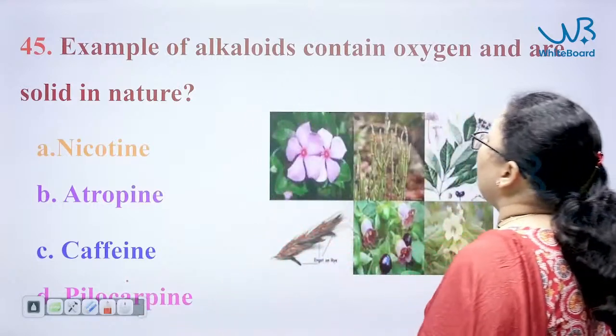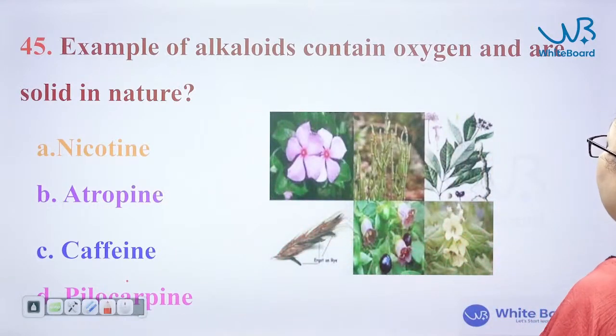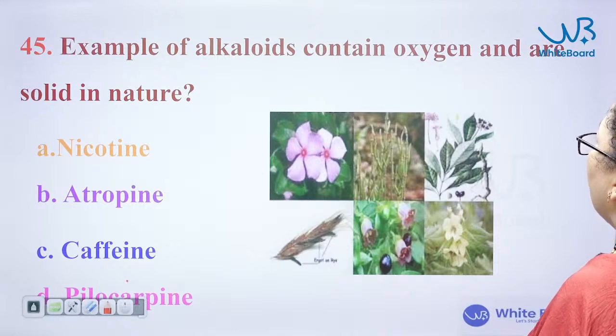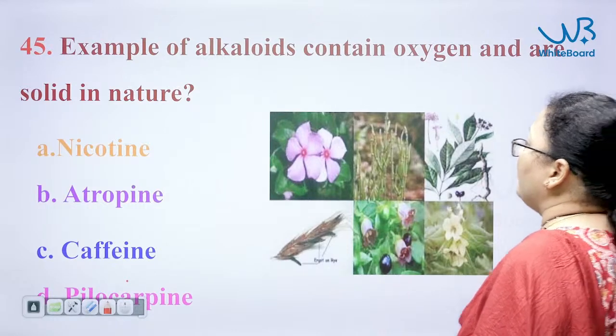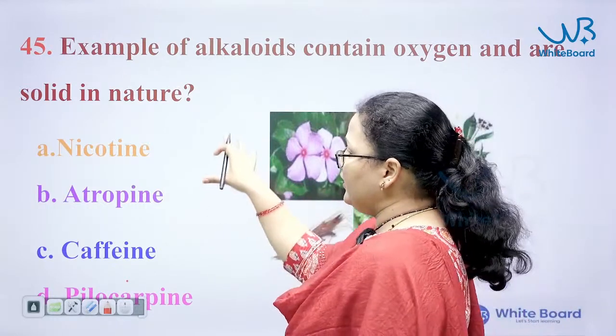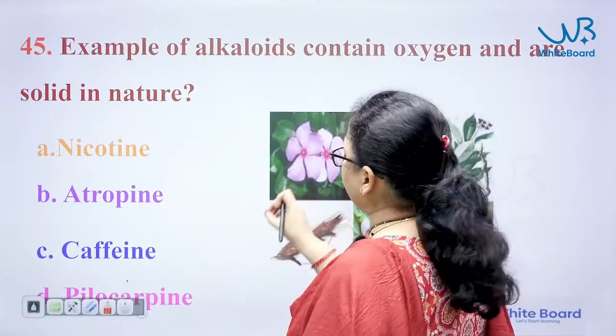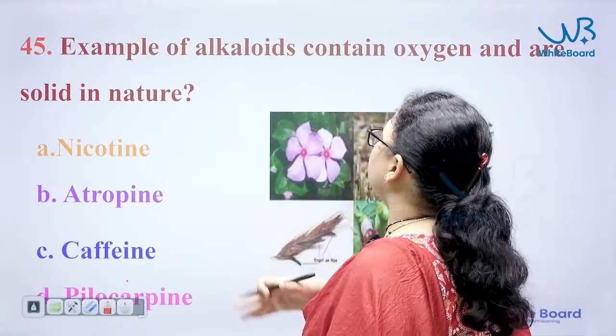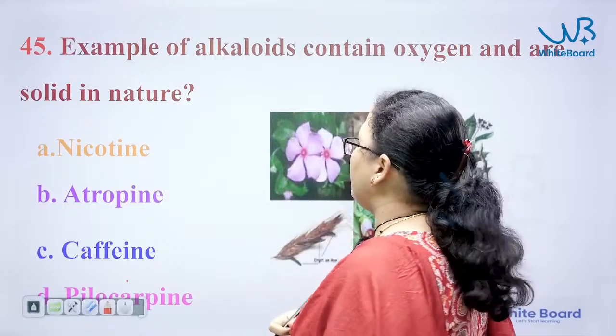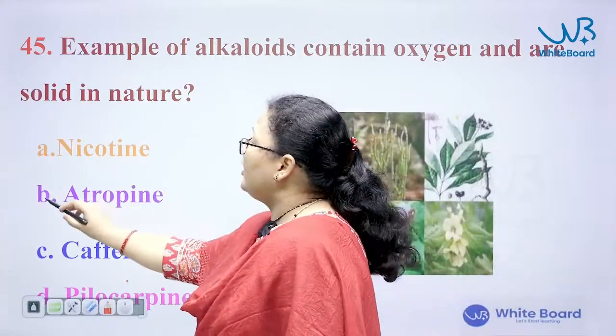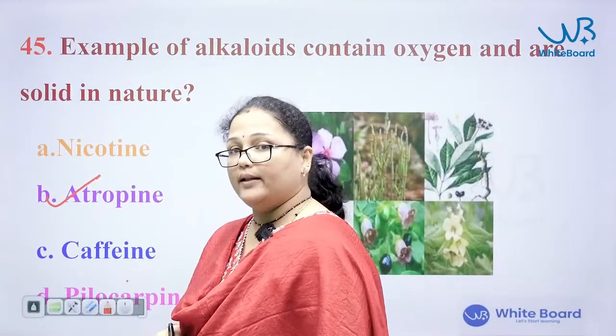Next one, example of an alkaloid containing oxygen and solid in nature. So, in this particular drug structure, they contain oxygen, and if you see, they are available as a solid. So, the correct option is atropine, that is B.